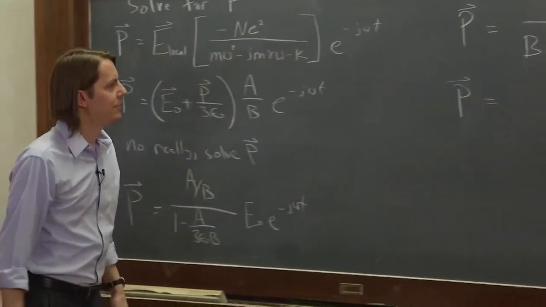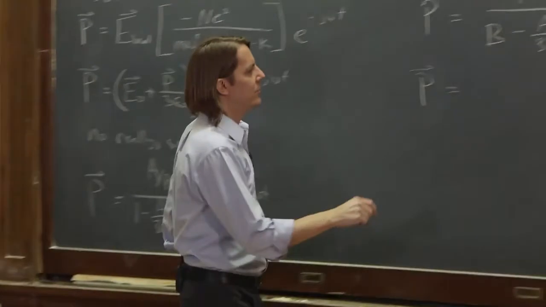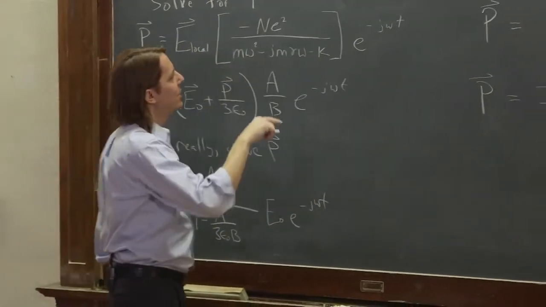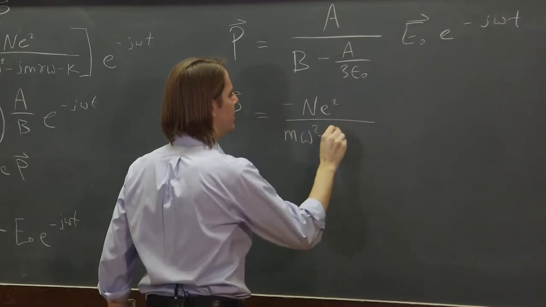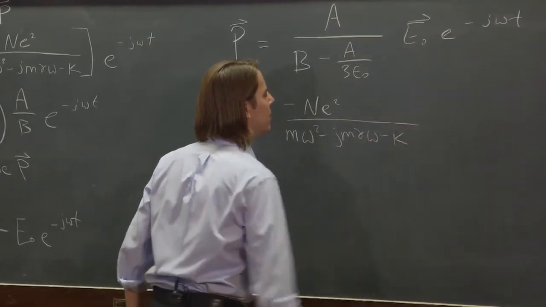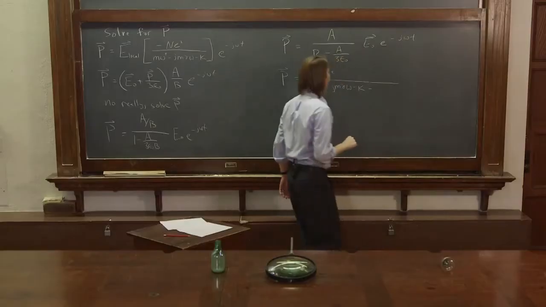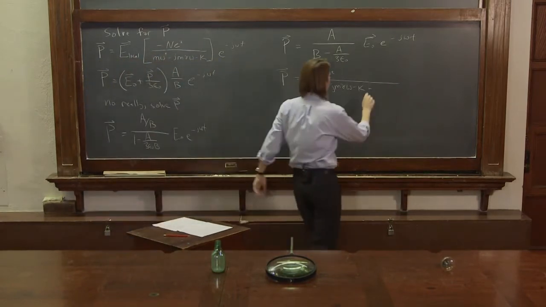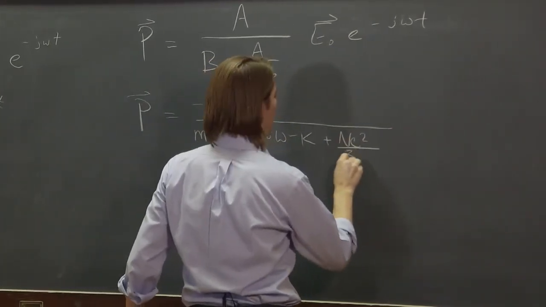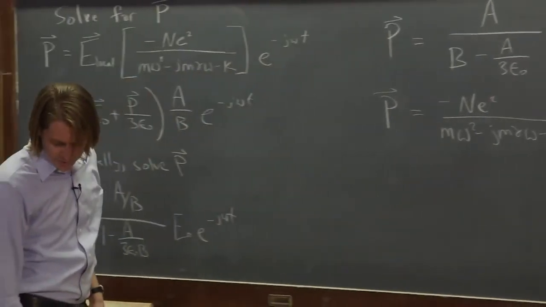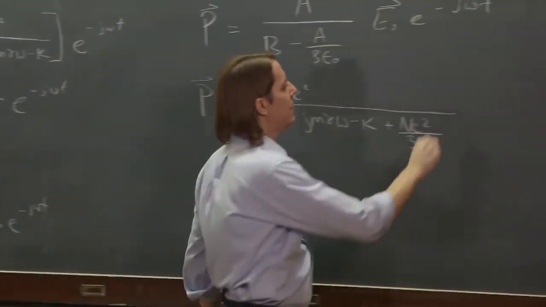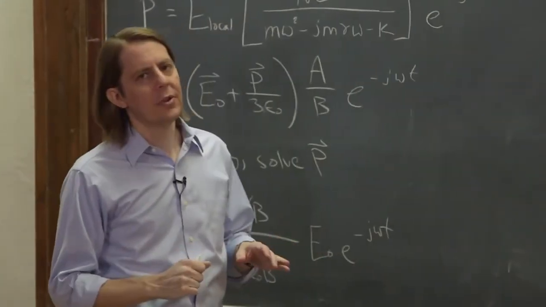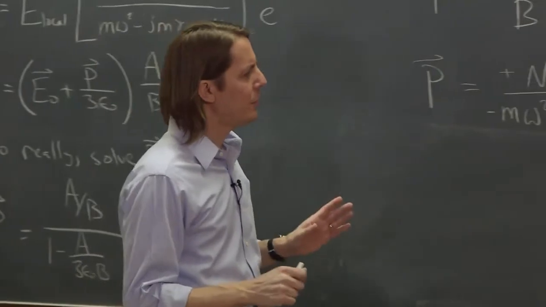So we saved ourselves some painful algebra, and A was minus NE squared over B. B was M omega squared minus J M gamma omega minus K. M over B minus A, minus minus, so plus NE squared over 3 epsilon naught, and E naught e to the minus J omega T. So that's the answer. It doesn't look too intuitive yet, so let's mess with it just a little bit more.